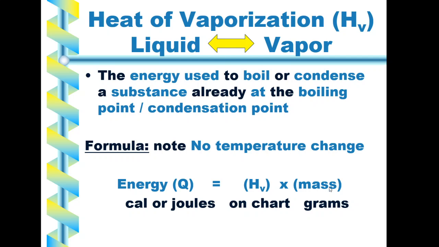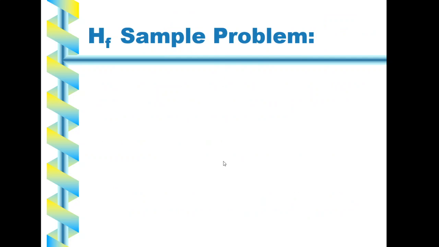So when we're doing these calculations, the biggest thing when you're using these heat of vaporization and heat of fusion is to identify, am I going from a solid to a liquid or am I going from a liquid to a gas? That is the big point, because if I'm going from a solid to a liquid, I'm using the heat of fusion. If I'm going from a liquid to a gas, I'm using heat of vaporization, okay?